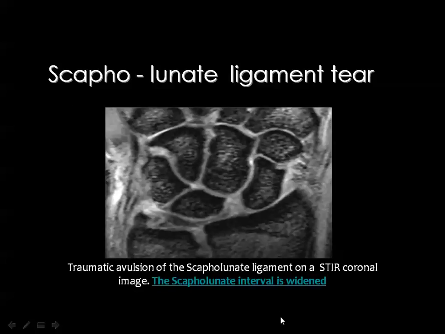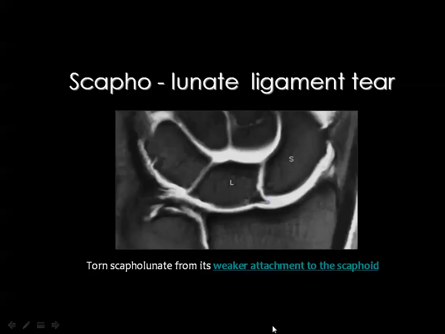And here, the scapholunate interval is wide, and you cannot see the scapholunate ligament, which is torn. Also, this is an injury which is usually seen in clinical practice. You see the scapholunate ligament, the triangle. It has an attachment to the scaphoid which is weaker than its attachment to the lunate. And if it is torn from one of the attachments, it will affect the ligamentous attachment to the scaphoid.